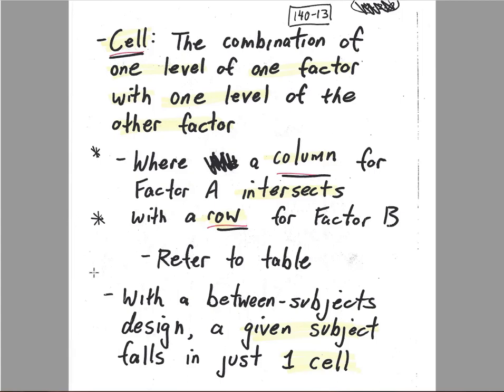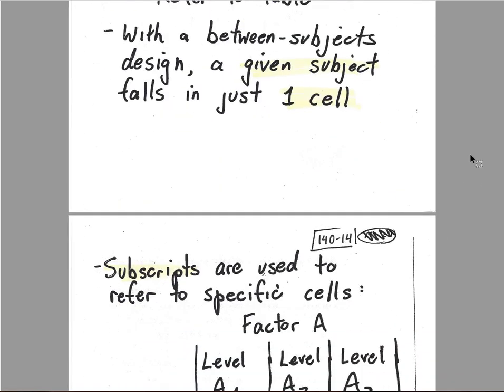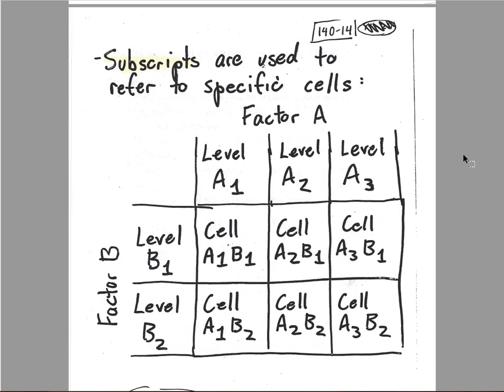Refer to the table on the next page. With a between subjects design, a given subject is going to fall in just one cell. On page 140-14, this is a table that illustrates our research design, the same research design we talked about before. This location is a cell. This is cell A1B1. It represents the intersection of level A1 under factor A with level B1 under factor B.